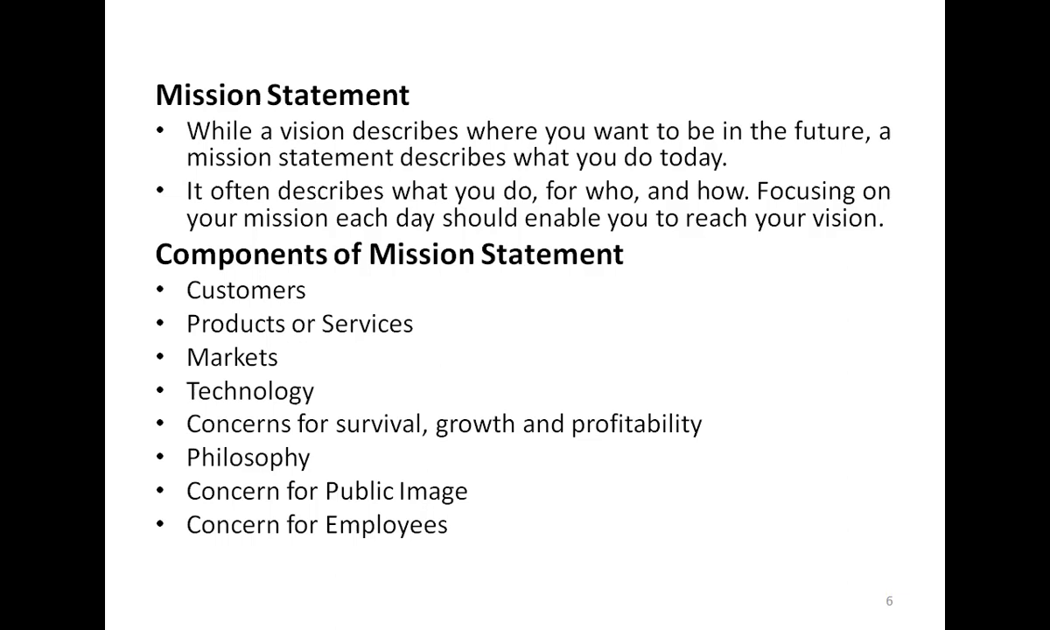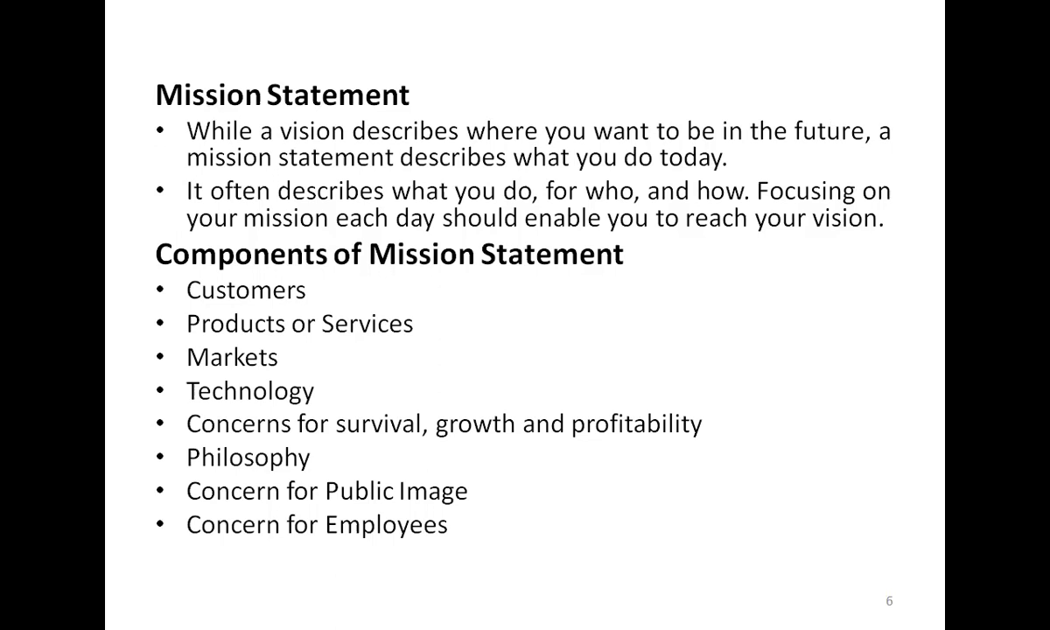If I go through them one by one: customers. Your mission statement should show concern towards the customers. It should define your target audience or target customers, that is, who you are going to serve. Then products or services. A good mission statement also tells you what products or services are being offered. And markets: it also defines your geographic limits, or virtual limits if the products are sold online, that is, where your products or services are going to be sold. Then technology: what technology has been used by you for serving the society.